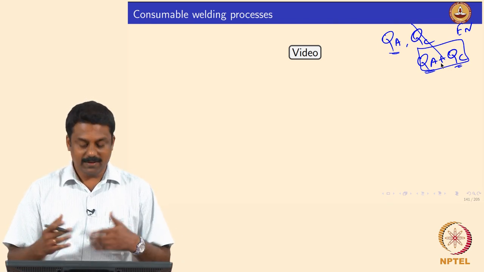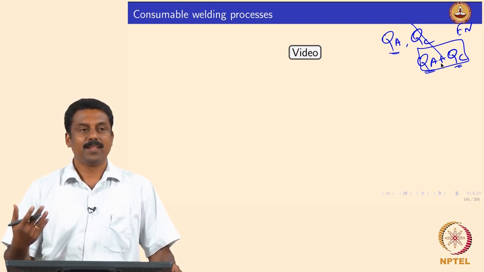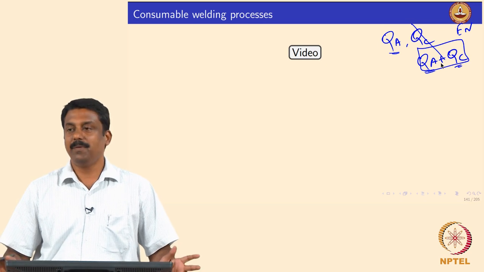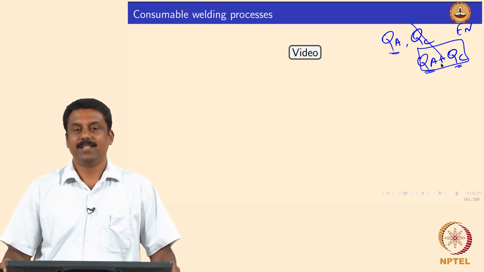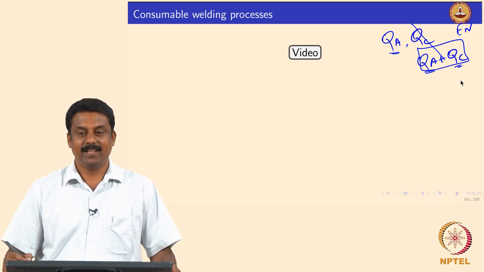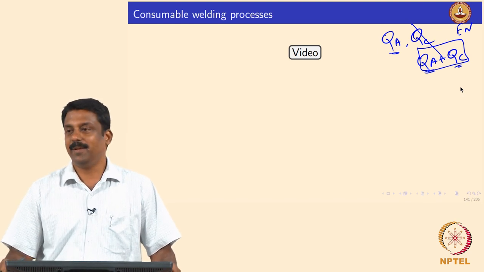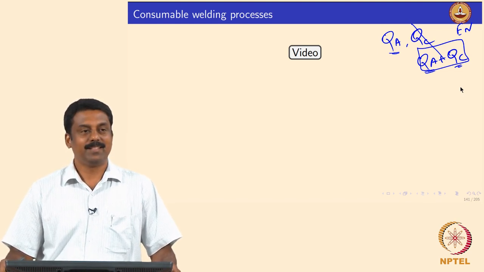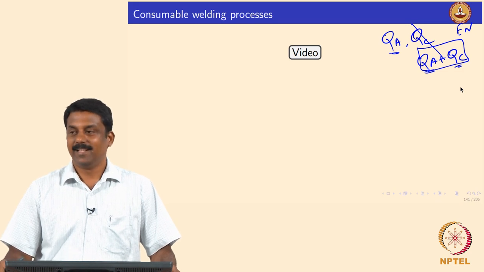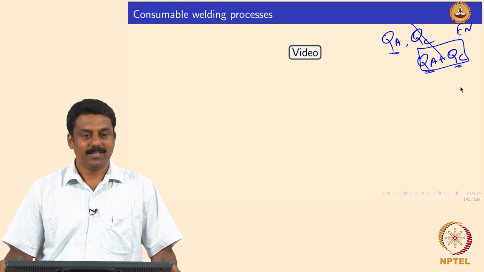First we will see an overview video, so we get used to the process, then we will go to the physics. How many of you have seen GMAW? So what is GMAW first? Gas metal arc welding. So what are the variants of a consumable welding process? Can you name some? Submerged arc welding, very good. And then flux cored arc welding, very good.